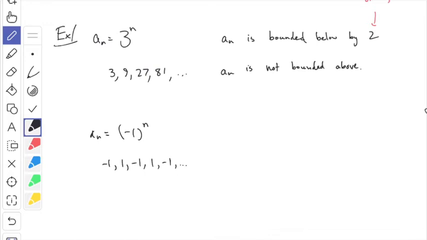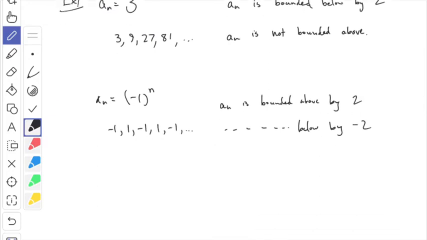You have to ask yourself, can I choose a number which is bigger than all these? Yeah. And can I choose a number which is smaller than all these? Yeah, you can. So a_n is bounded above and below. It's bounded above by, say, 2, and it is also bounded below by maybe negative 2, right? You just have to choose any numbers that are bigger than all of those and any numbers that are less than all of those. All right? Great. How about, here's maybe a more interesting one.